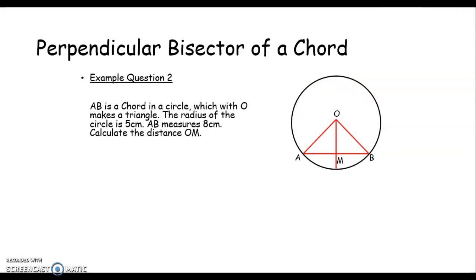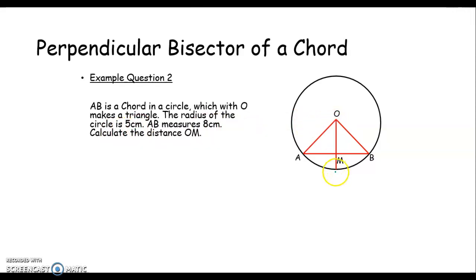Here's a question for you to try. Pause the video and press play when you're ready. So in this question, AB is the chord with center O. It makes a triangle. The radius of the circle is 5 centimeters. So we know that the radius is 5 centimeters.